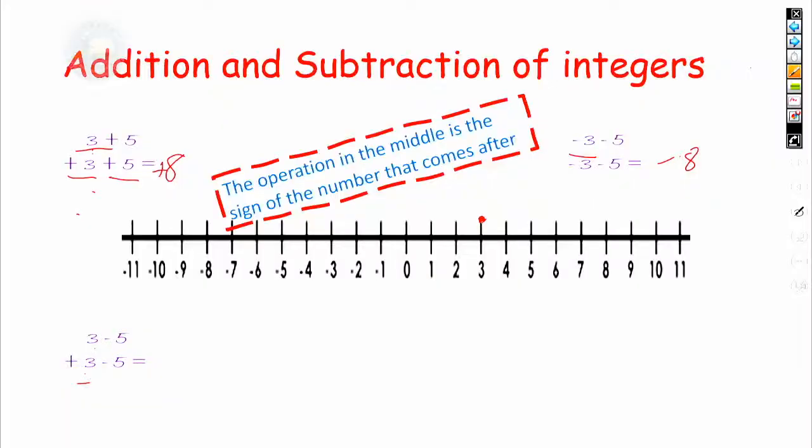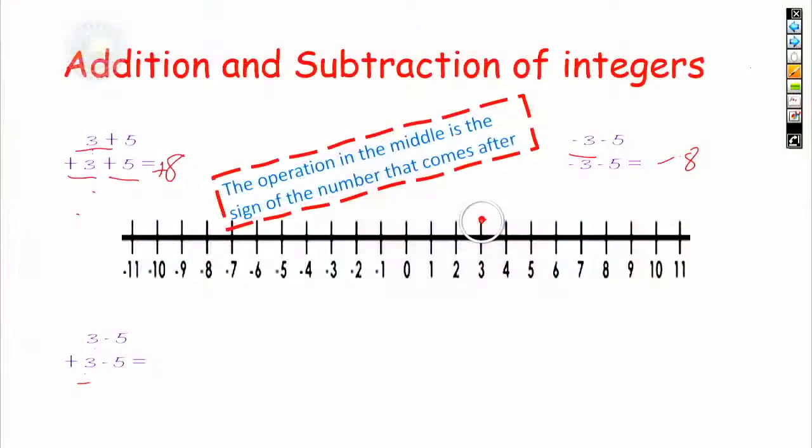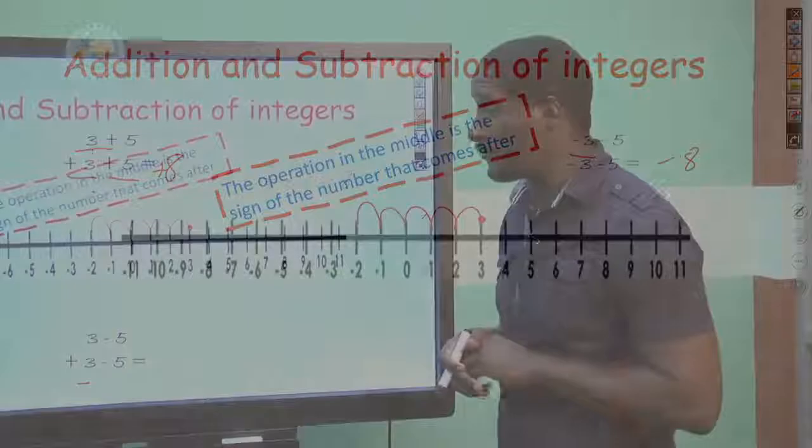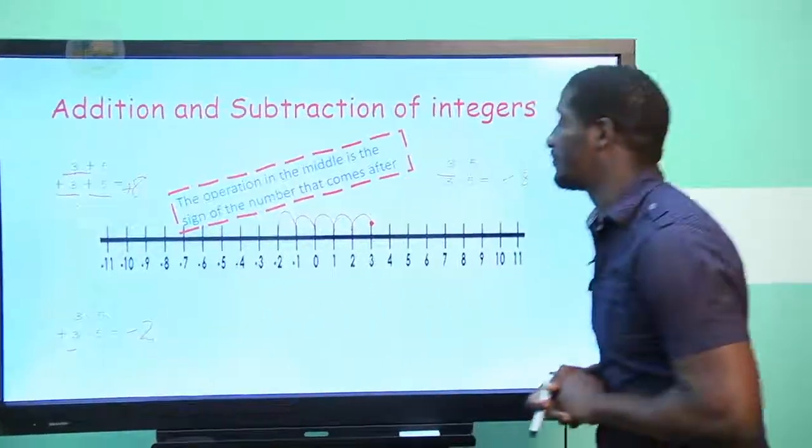To subtract, we go to the left. To add, we go to the right. So it's positive 3, I'm subtracting 5, so I'm going to the left 5. 1, 2, 3, 4, 5. Positive 3, negative 5, or positive 3 subtract 5, is negative 2.